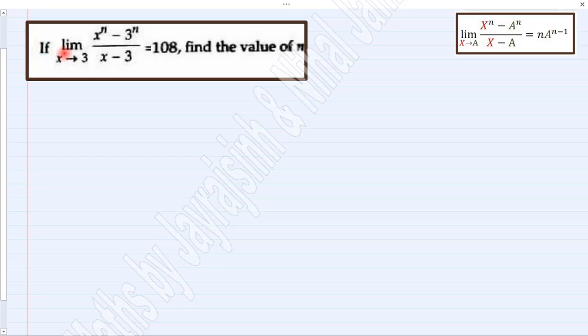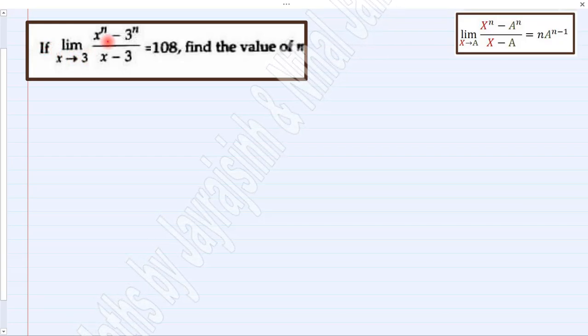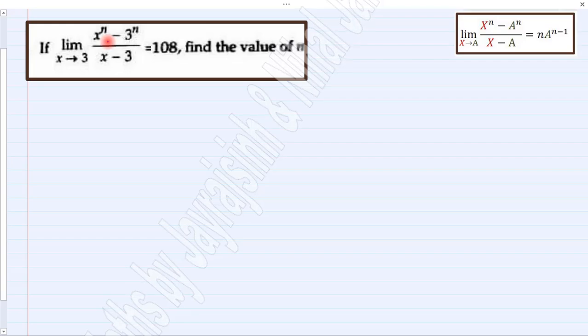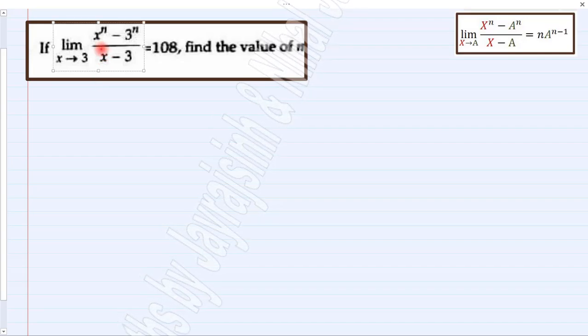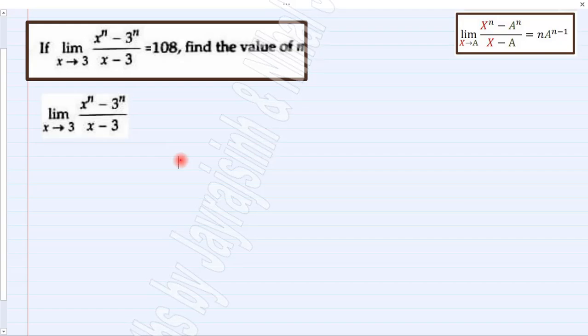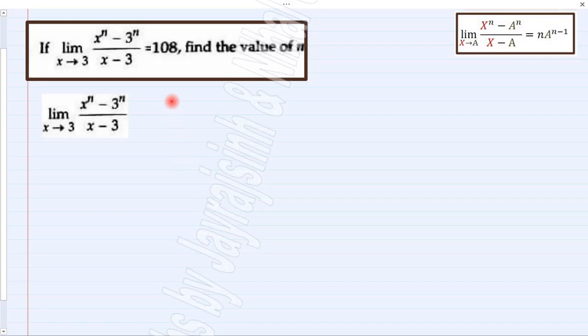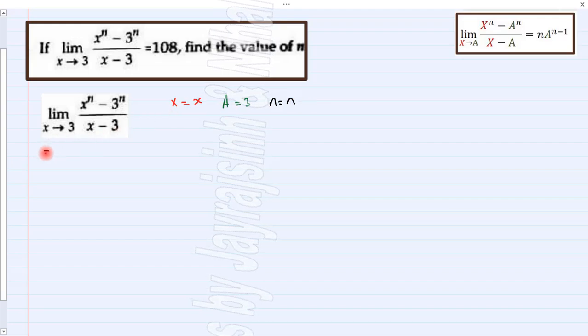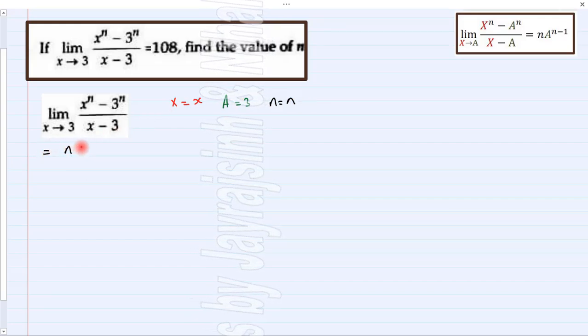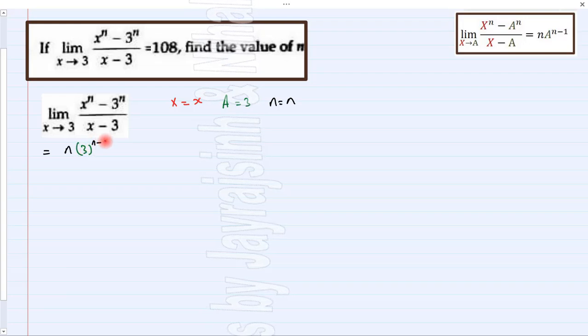In this question, we have limit x tends to 3, (x raised to n minus 3 raised to n) upon (x minus 3) is equal to 108, and we have to find the value of n. So, first of all, let's simplify our limit, which is x tends to 3, x raised to n minus 3 raised to n upon x minus 3. If we compare with the standard form, we will get capital X is equal to x, capital A is equal to 3, and your n is n. So your left hand side will become n into 3 raised to n minus 1.